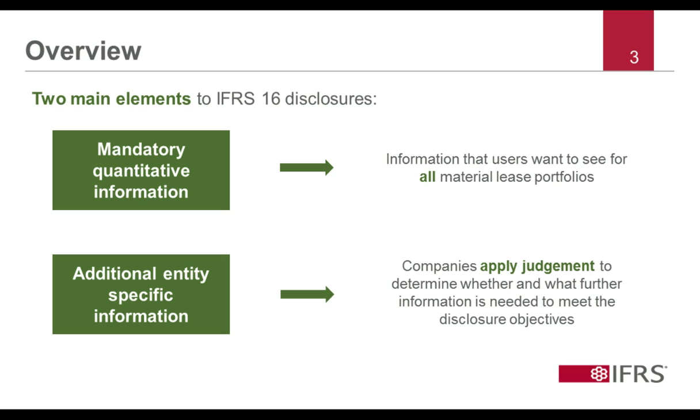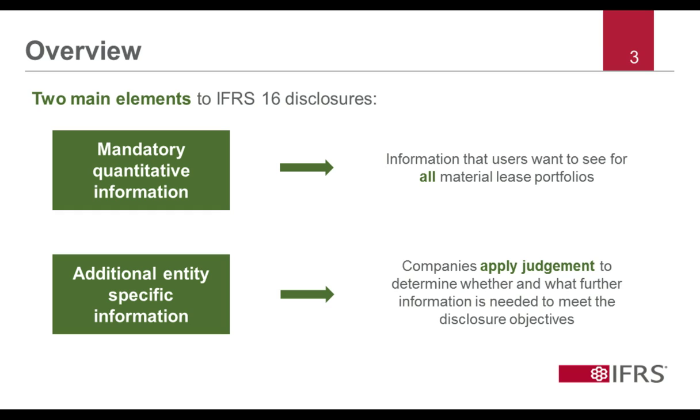That context is a good introduction to the high-level summary of the IFRS 16 disclosure requirements that you can see on this slide. There's essentially two parts to those requirements. First, a set of mandatory quantitative disclosures that, if material, need to be provided by all lessees. These are the pieces of information that investors identified as being important for all material lease portfolios. These disclosures need to be provided by all lessees and will be directly comparable across different companies.